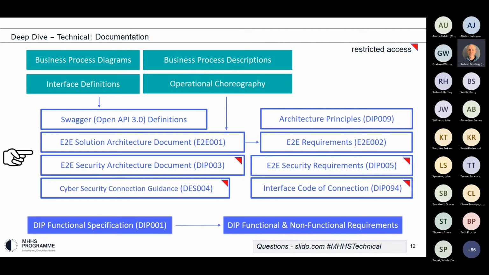In addition, we have the Swagger definitions, which is what I'm working on at the moment. They're being prototyped, and they will provide the API definitions for users when they actually start to connect with the DIP.